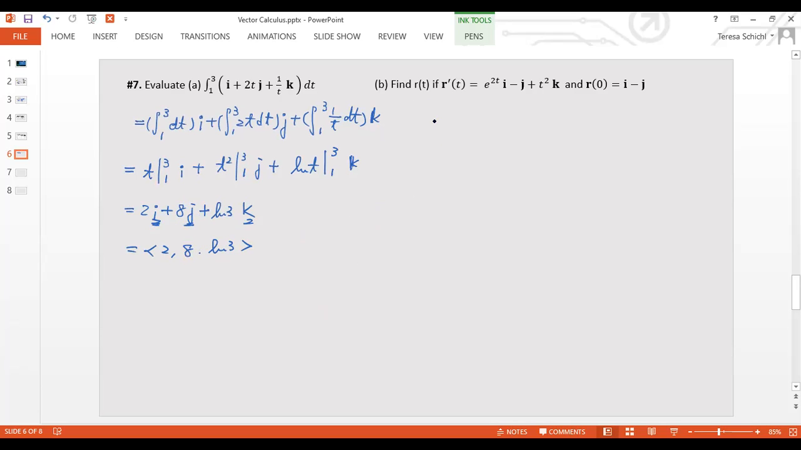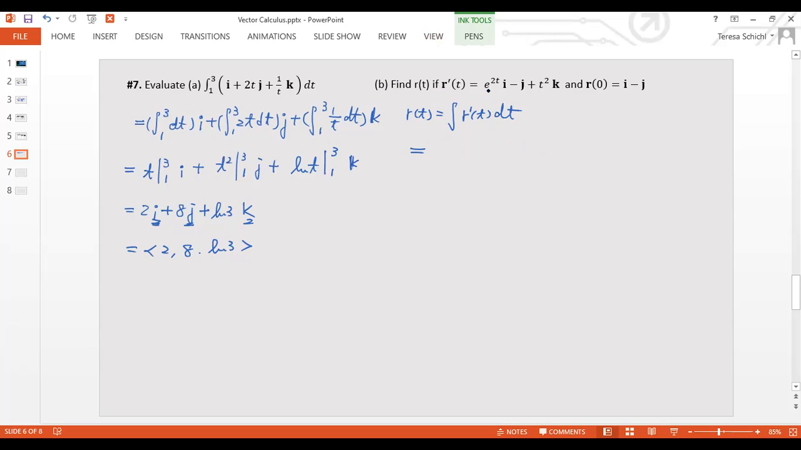Okay, so now for the next one, I want to find r(t). So r prime t is equal to e^(2t) i minus j plus t squared k. Well, this is just like what we do for the indefinite integration of the antiderivative. So in order to find r(t), what do I need to do here? I need to integrate r prime t dt. Just like we did in Calculus 2.